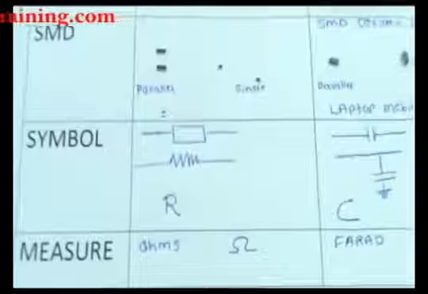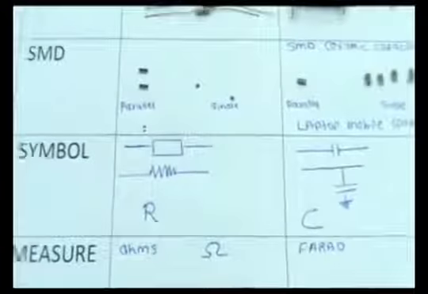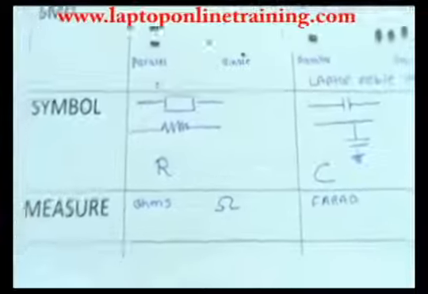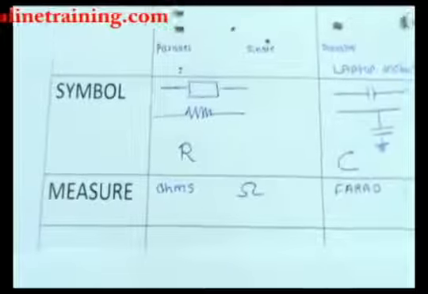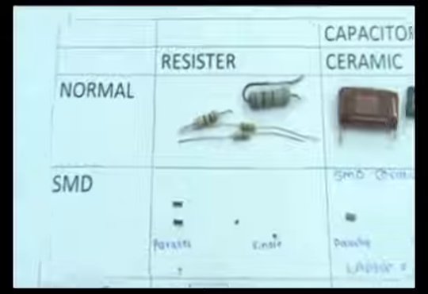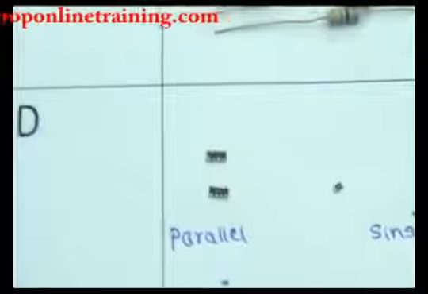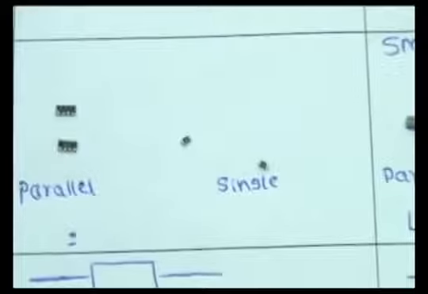Its symbol is like this. Some companies use this diagram, and different companies use different symbols. There are two symbols, and it is indicated by R and measured in ohms with a multimeter. This is the old resistor, and this is the SMD resistor. An SMD resistor will be like this. It can be a combination of 4 SMD resistors in parallel, and this is a single resistor.